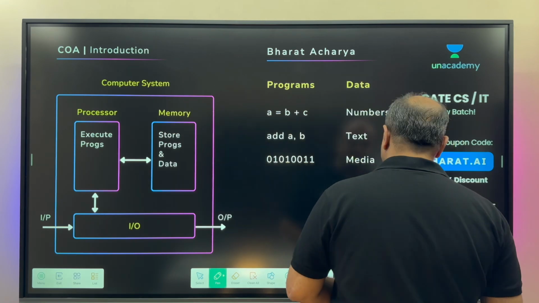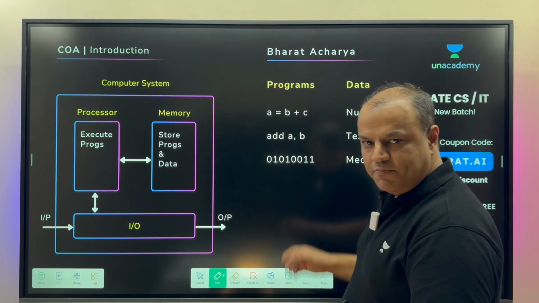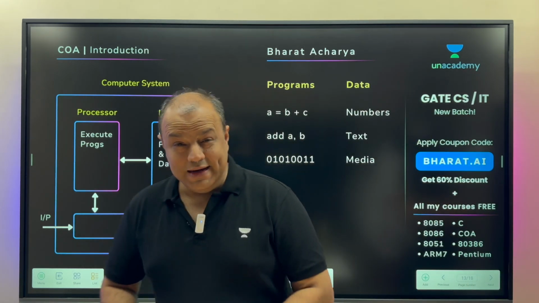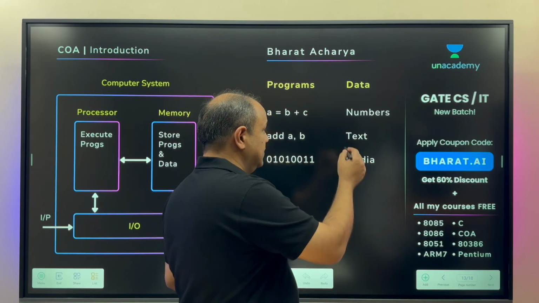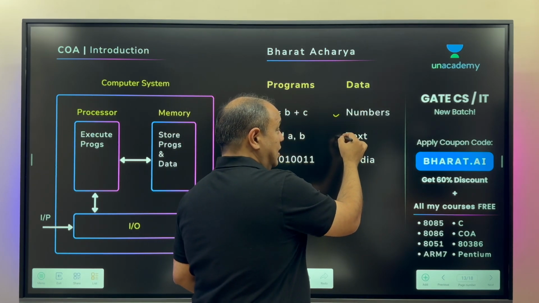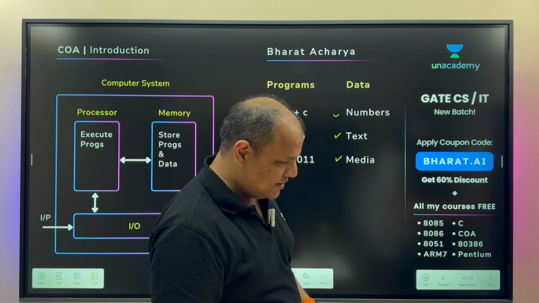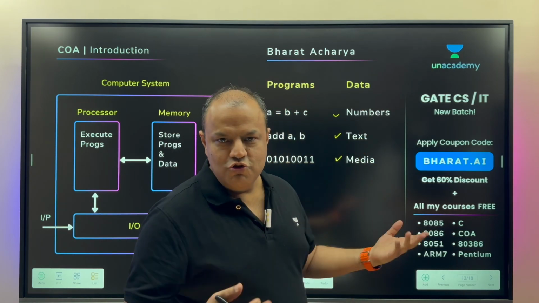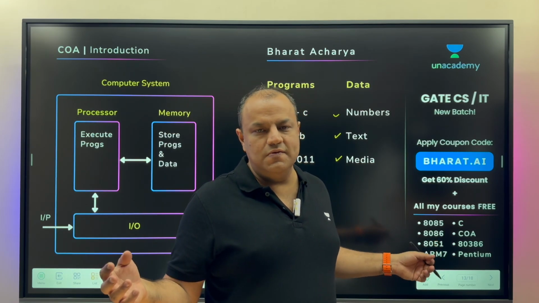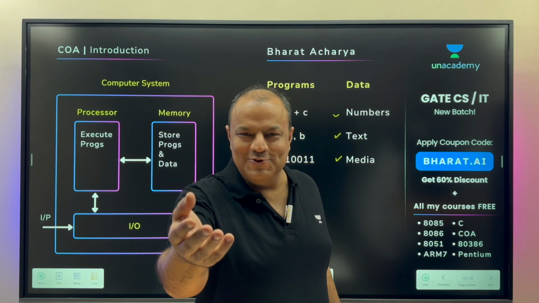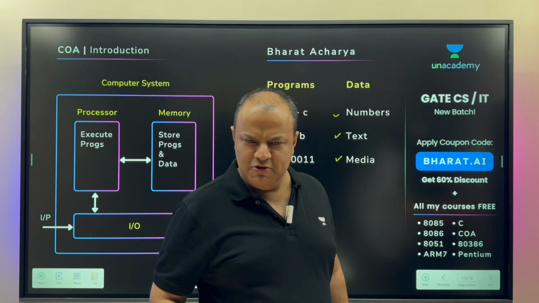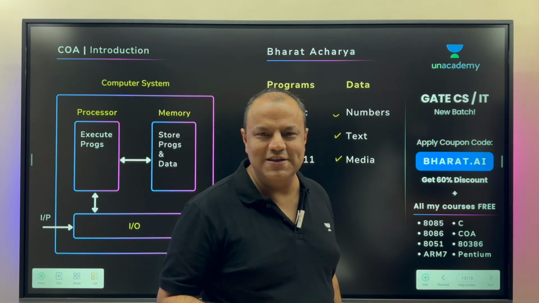That is programs. What about data? Just like you have programs in a computer, you have data. Data can be of three different types. It can be numeric data, it can be textual data, or it can be media: songs, images, movies, etc. Numeric data can be converted into binary, which is what you learned in school. You know how to convert a decimal number into binary. It's there in our subject also. I will also teach you.